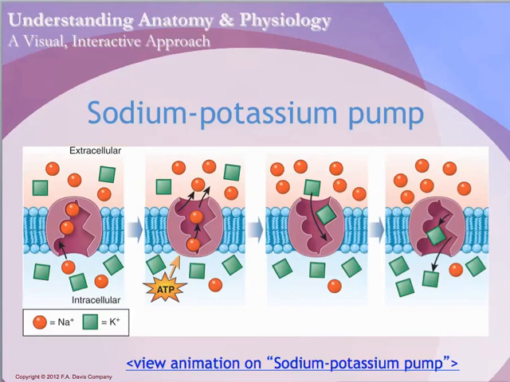So instead of like in diffusion, where solutes were going to move from an area of greater concentration to an area of lesser concentration, in the sodium-potassium pump or an active transport, we're actually going to force molecules from an area where there's a lesser concentration to a greater concentration. So hopefully kind of in your head you can conceptualize that a little bit and it makes sense to you that that would require energy, right?